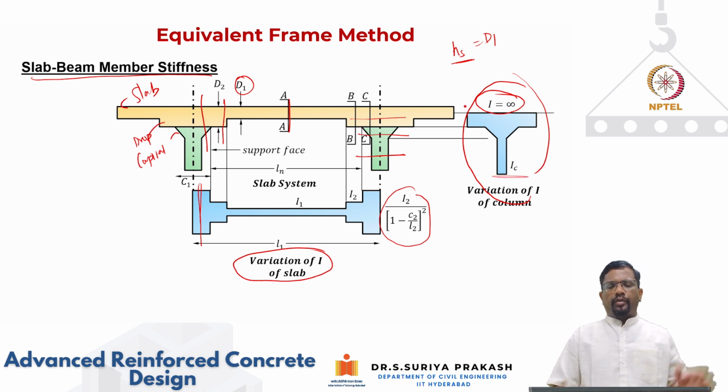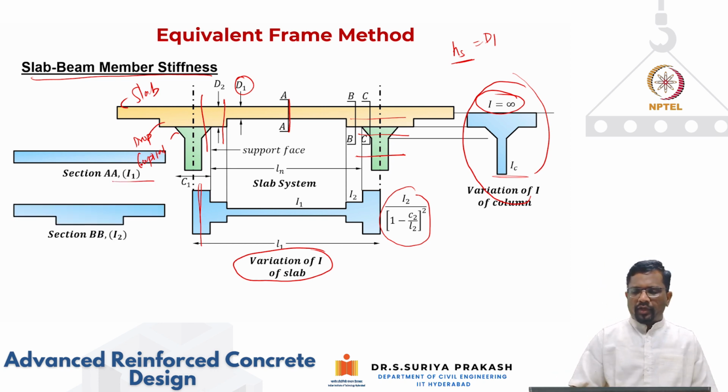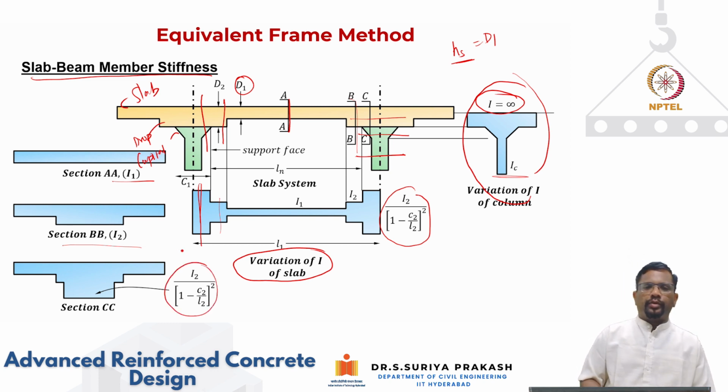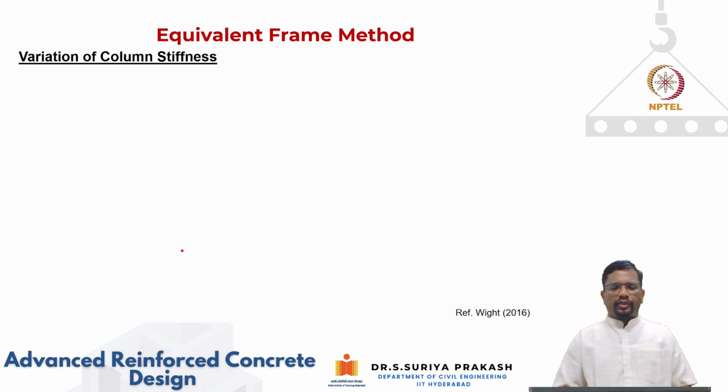So in this way, I'm going to have variations of moment of inertia in the slab and moment of inertia variation in the column. So this is what we are saying. At section AA, if you look at it, this is I1. And at section BB, when I look at this location, you have I2, which is this, right? And then at section CC, you're going to have I2 divided by (1 minus C2 by L2) the whole square. So like this, the moment of inertia is going to keep changing.